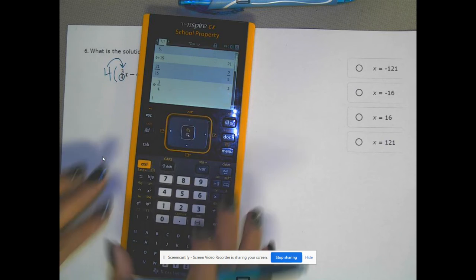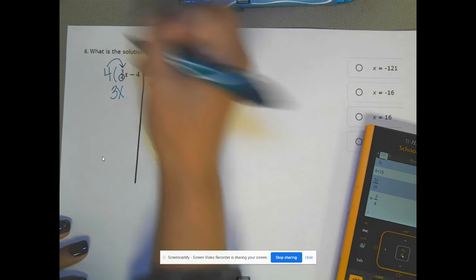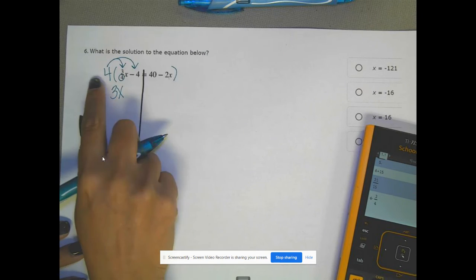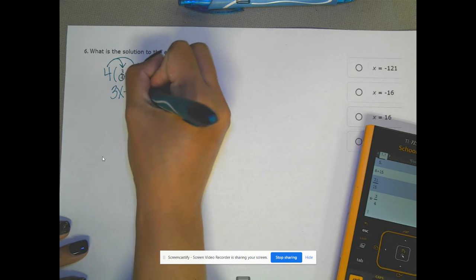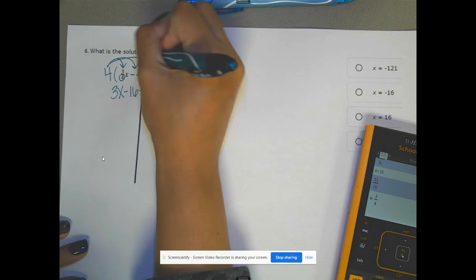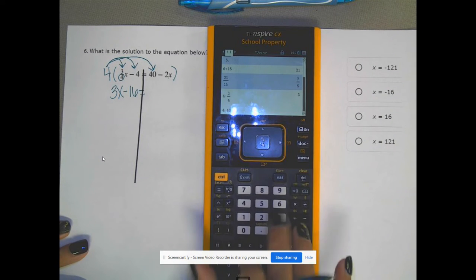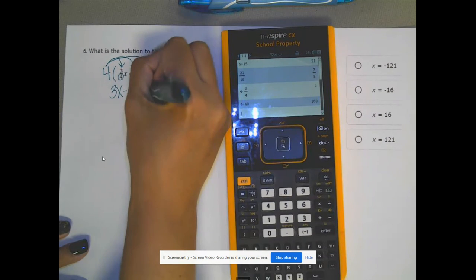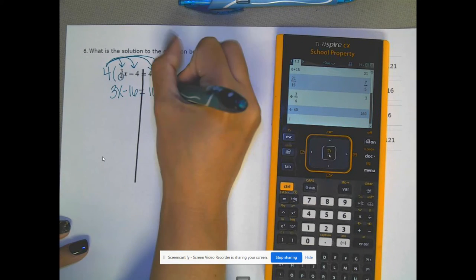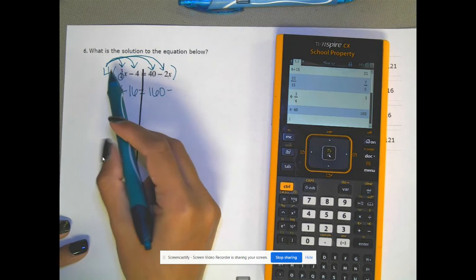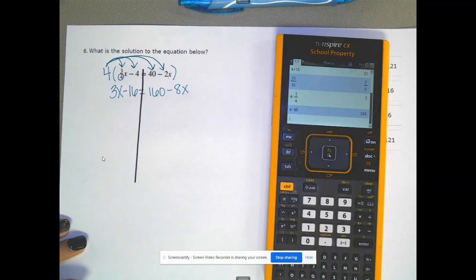3/4. That's going to give me 3, and these are my x's. Then I take 4, and I'm multiplying it by negative 4. That's going to give me a negative 16. Then I'm going to do 4 times 40, and that gives me 160. And 4 times negative 2x. So I'm going to get a negative 4 times 2 is going to be 8, and those are my x's.